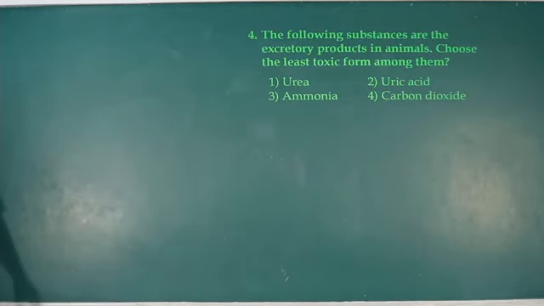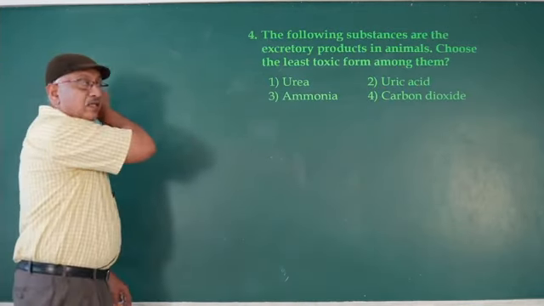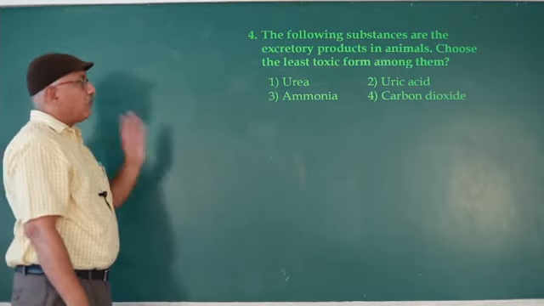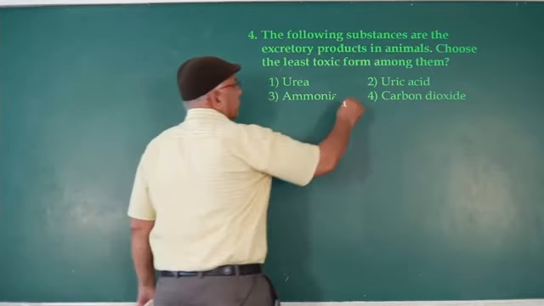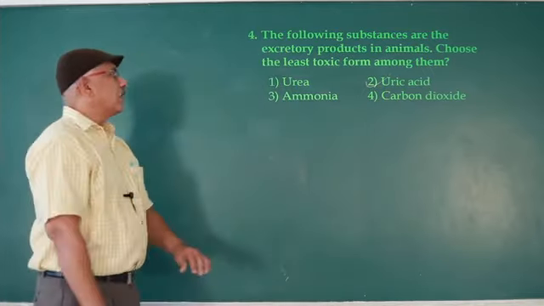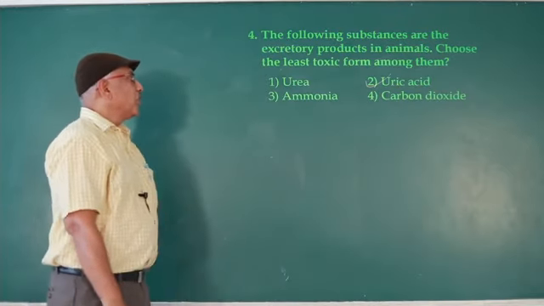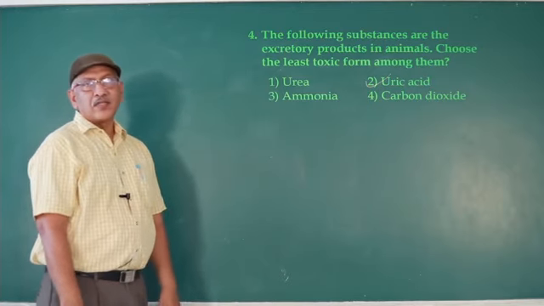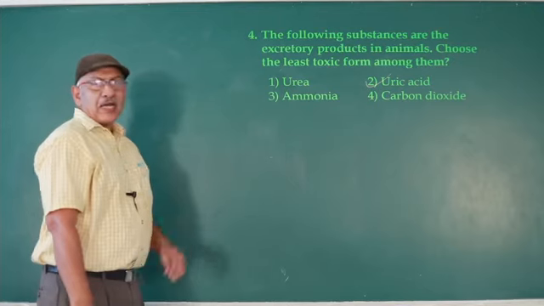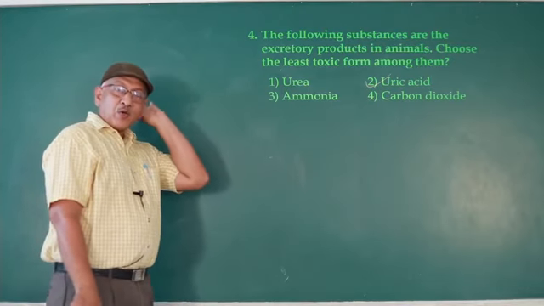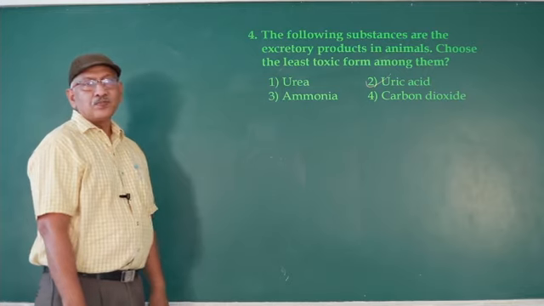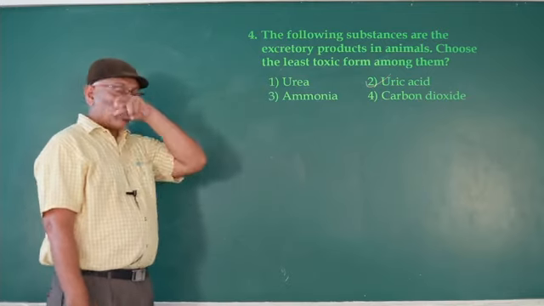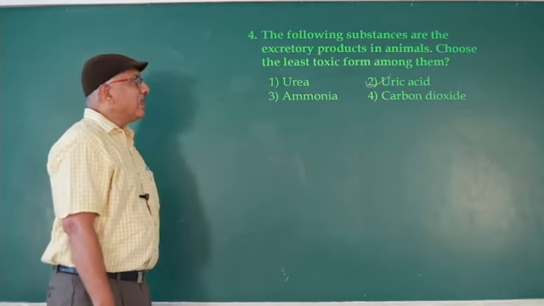The following substances are the excretory products in animals. Choose the least toxic form among them. The least toxic form is uric acid. Highly toxic substance is ammonia. Urea is less toxic when compared to ammonia, more toxic when compared to uric acid. Urea is 1 lakh times less toxic when compared to ammonia. Uric acid is the least toxic.